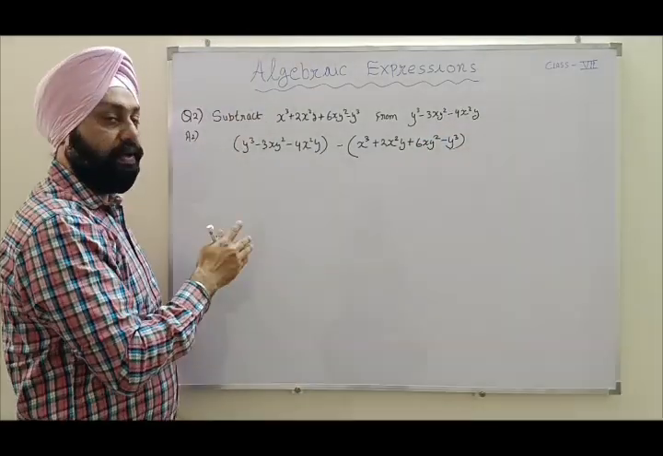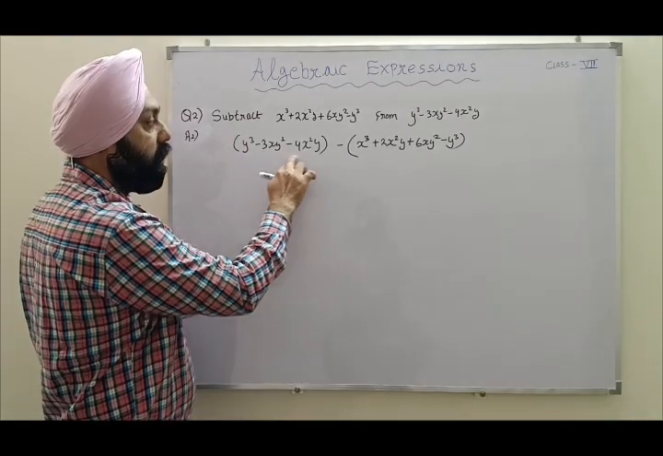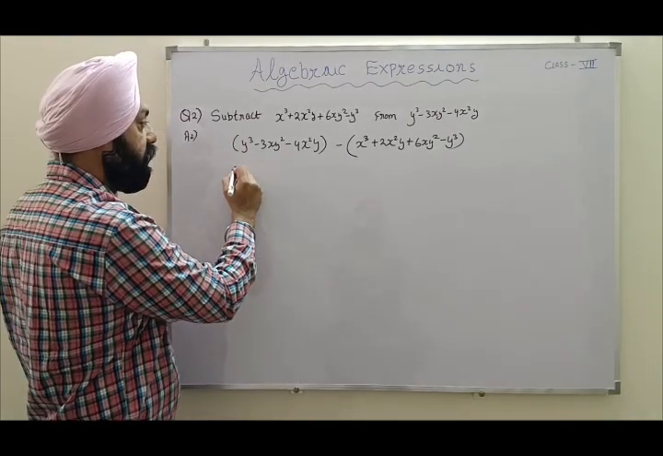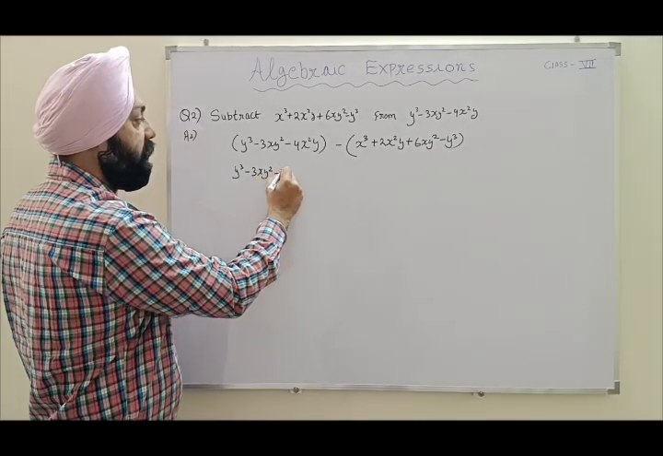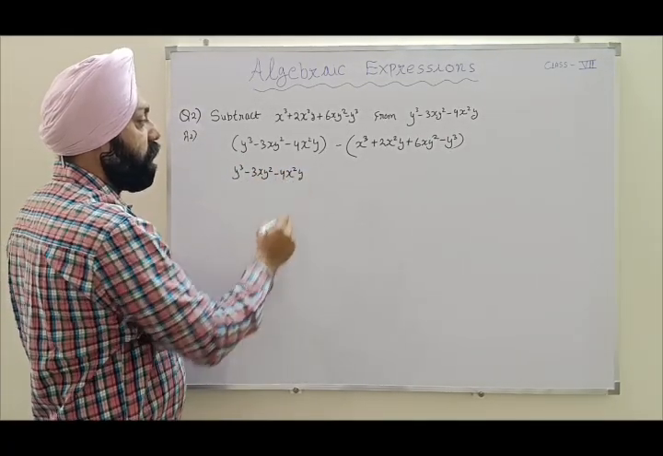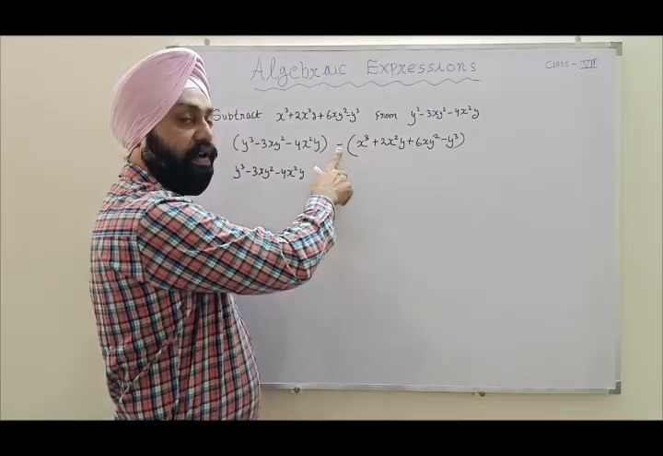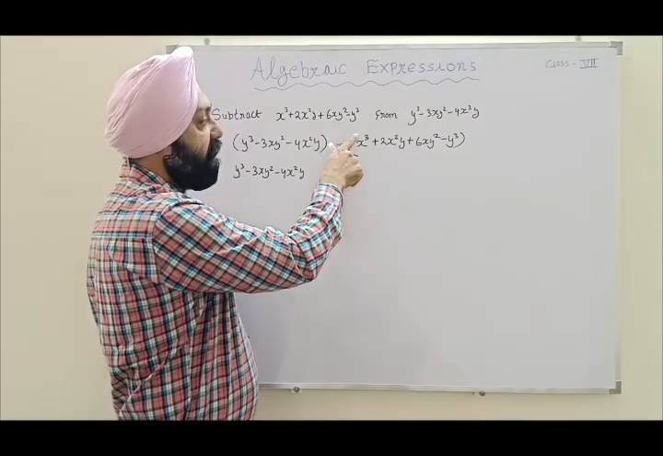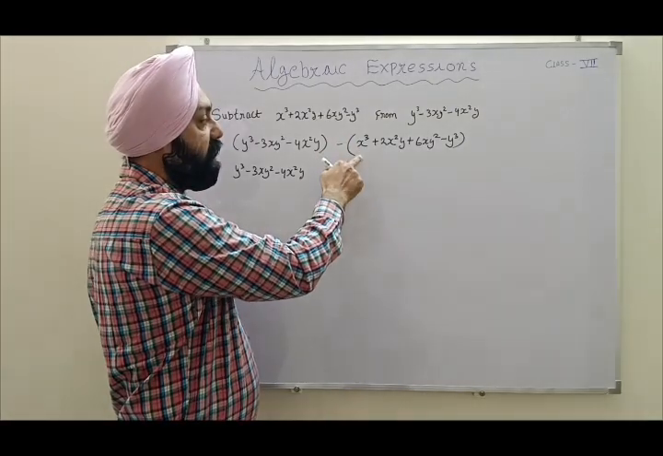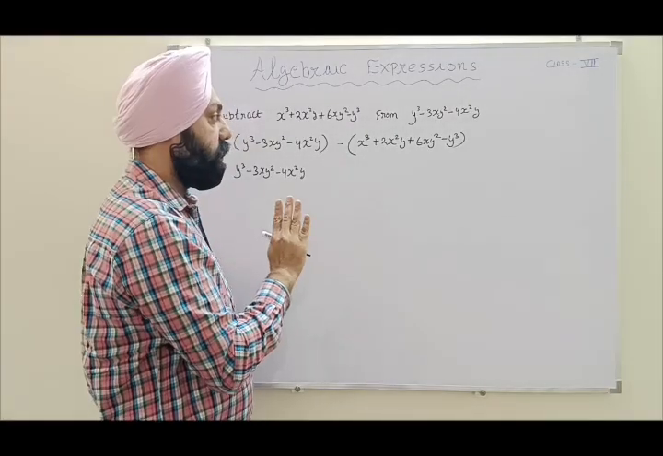So now we will be opening the brackets. There is no minus sign in front of the first one, it means the signs will remain the same. There will be no change. So y cube minus 3xy square minus 4x square y. Now we have to open this bracket, but in front of this bracket there is a minus sign. So we have to keep in mind that whenever we are opening a bracket with a minus sign in front, all the signs will become opposite.